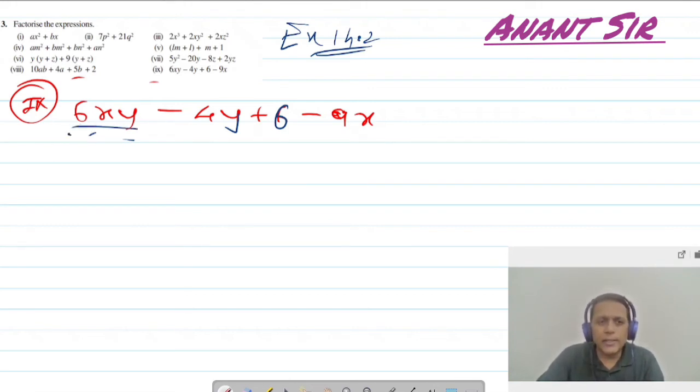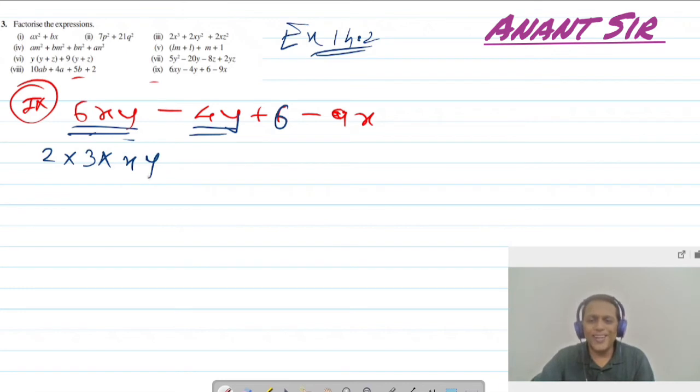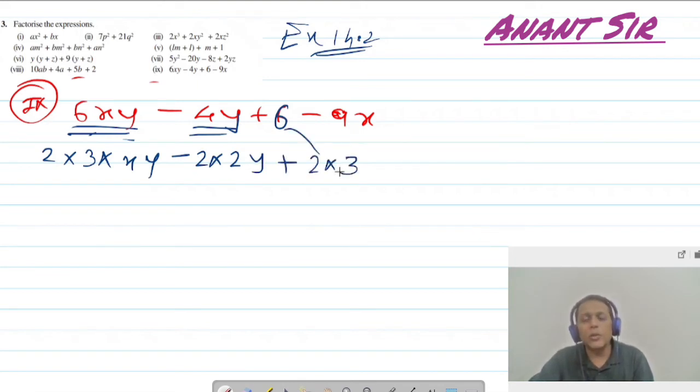Factorize 6 and 4. Only 2 I can use, the table of 2, right? So 6 I will be writing as 2 times 3, 4 will be written as 2 times 2 with y as it is, plus 6 I am writing as 2 times 3 and 9 as 3 times 3 with x as it is, okay?